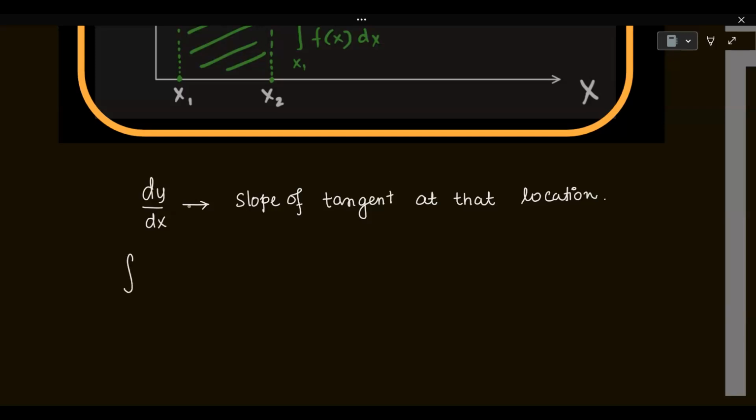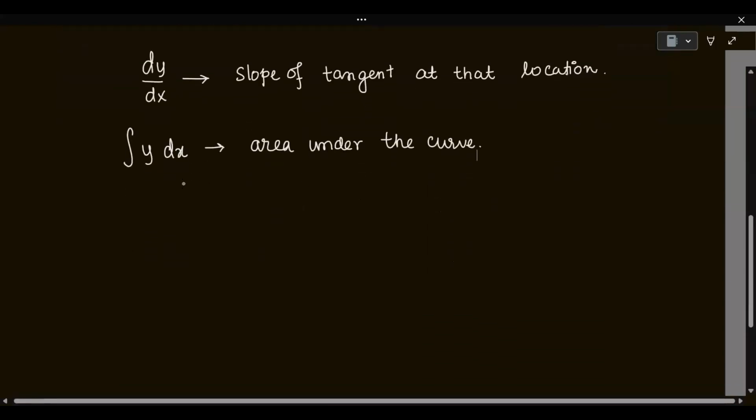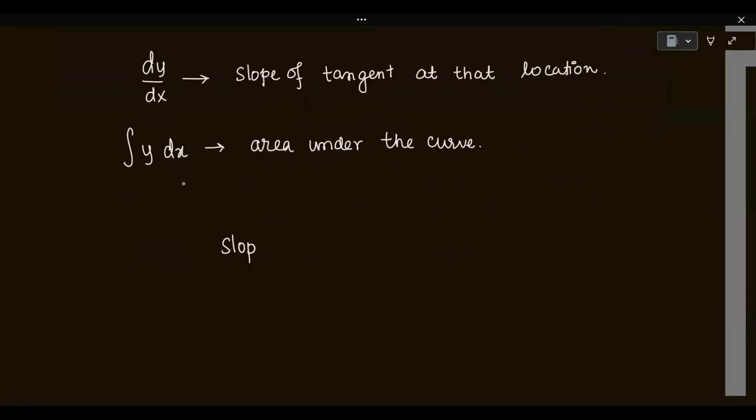Similarly, what does integration do? If you integrate y with respect to x, then it will give you the area under the curve. Area under the curve. Guys, do you know slope can be found in one more way? There is a function in trigonometry that helps us find the slope. Can you tell me which one? The tangent, or tan. Tan theta.